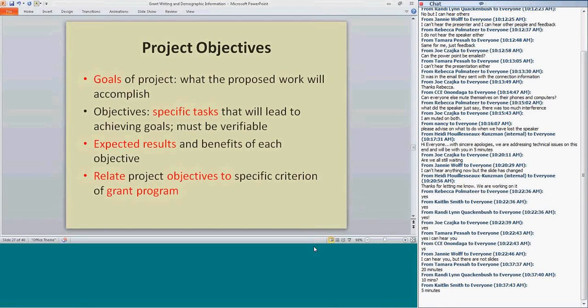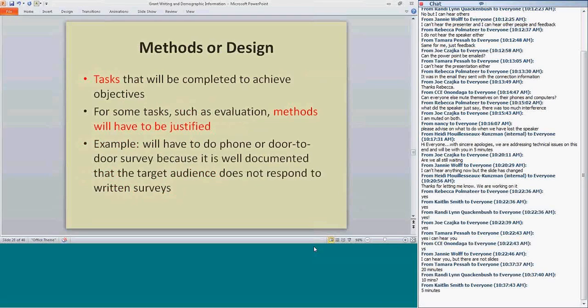All right, so this is really about the project objectives. What is it that you want to accomplish? What are the specific tasks that are going to help you accomplish those goals? It's important also to talk about the expected results of doing these activities, and then you want to relate those objectives and the outcomes to the specific criteria of the grant program.